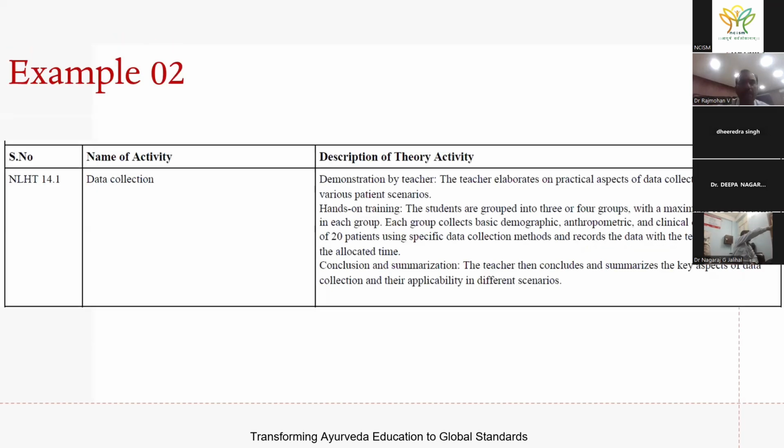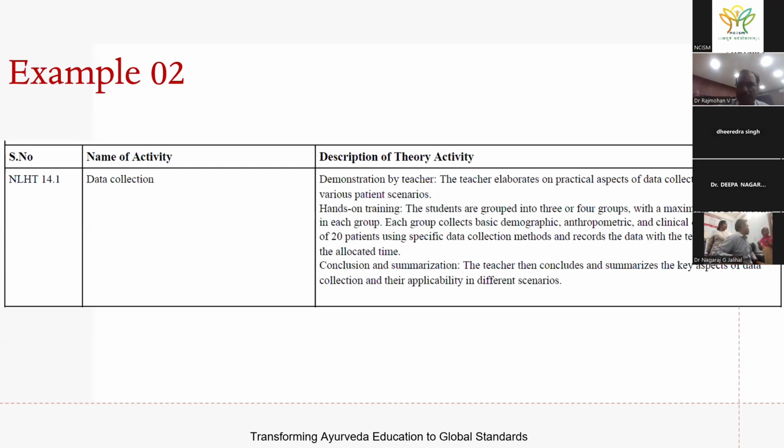Again, this is from the statistical part. We have given an example, data collection. Demonstration by teacher: the teacher elaborates on practical aspects of data collection methods using various patient scenarios. Hands-on training: the students are grouped into 3 or 4 groups with a maximum of 20 students in each group. Each group collects basic demographic, anthropometric, and clinical data of a minimum of 20 patients using specific data collection methods, and records the data with the teacher's help within the allocated time. Conclusion and summarization: the teacher then concludes and summarizes the key aspects of data collection and their applicability in different scenarios.